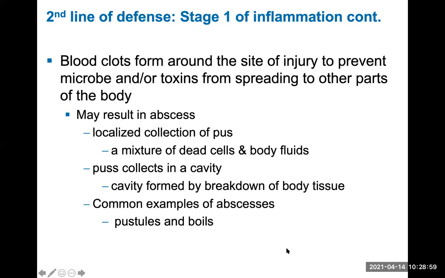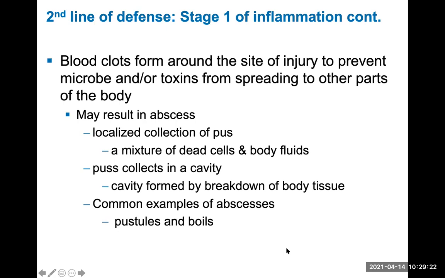An abscess is a localized collection of pus. Pus is a mixture of dead cells and body fluids. Pus can then collect in a cavity. This cavity would be formed by the breakdown of body tissue. And so this is where you see that the immune response can cause damage.